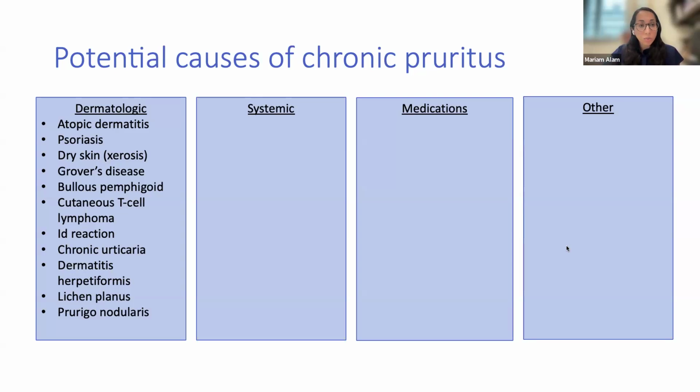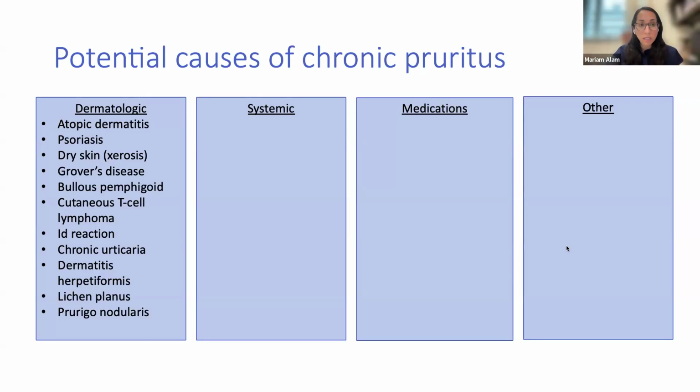Cutaneous T-cell lymphoma is a super important one to think about because, again, it can just present with chronic itch, and it often requires more nuanced treatment. There's something called an id reaction where people have a fungus-related rash, like tinea on their feet, but then they get an inflammatory reaction elsewhere in their body, and that can be caused by other things other than fungus.